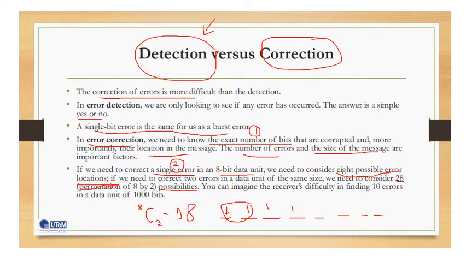So you can imagine the receiver's difficulty in finding 10 errors in a data unit of 1000 bits. How many possible error locations need to be considered by the receiver? So it's hard to do error correction, to correct the error, but it is easy to detect the error.